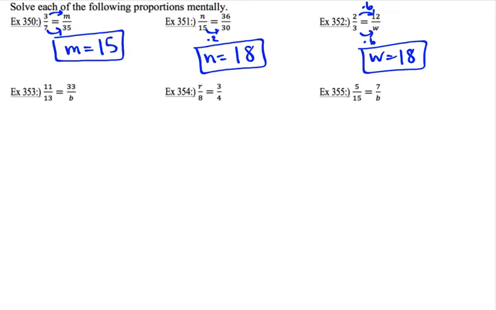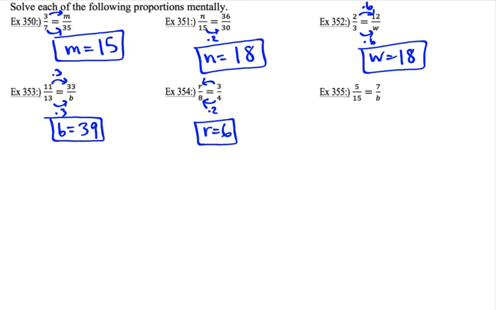11 thirteenths equals 33 over b. To get from 11 to 33, I multiply by 3. So I'm going to multiply by 3 here. b is 39. R over 8 equals 3/4. To get from 4 to 8, I multiply by 2. So r is 3 times 2, which is 6. R equals 6.